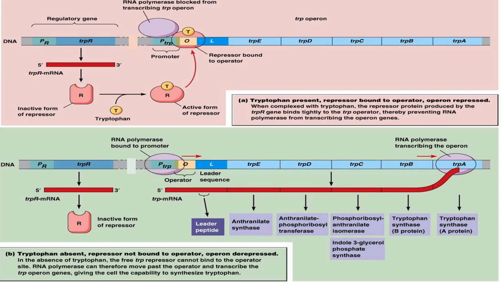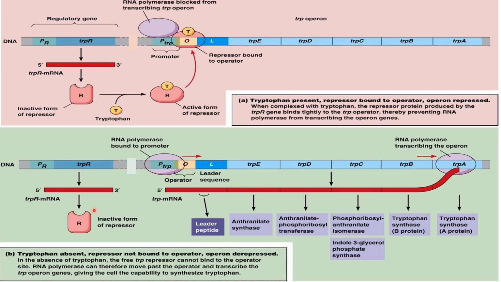Now how does this system work? There are two different cases. One is in the presence of tryptophan. If tryptophan is present, then it will serve as the co-repressor. It will bind to the inactive form of the repressor and convert it into the active form. Now this complex will bind to the operator region of this operon. When RNA polymerase binds with the promoter region, it will try to carry out transcription of these structural genes. But this repressor protein will block its path towards the structural genes, so it cannot transcribe the structural genes of the tryptophan operon.